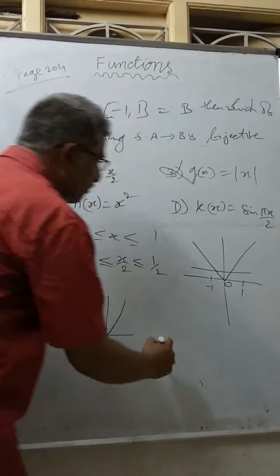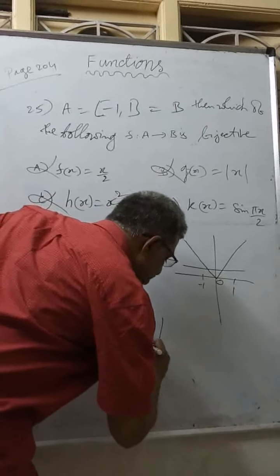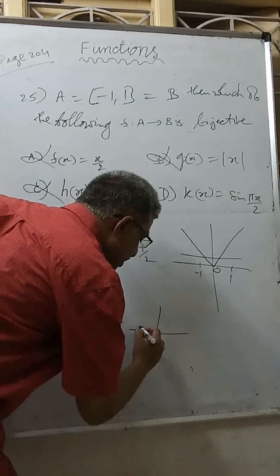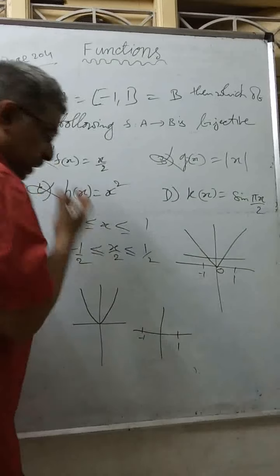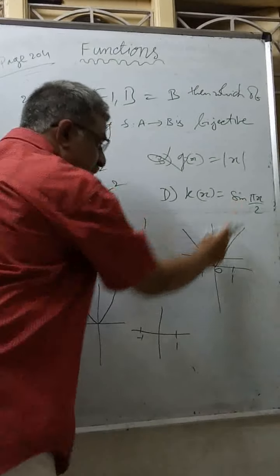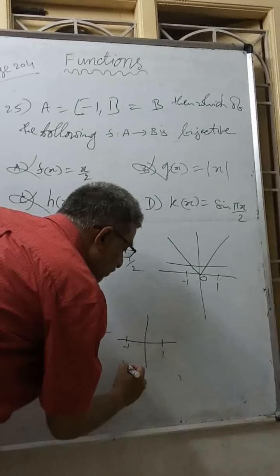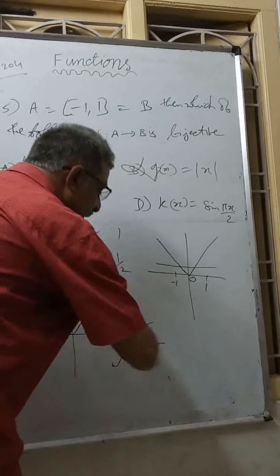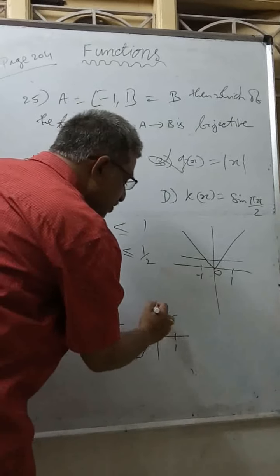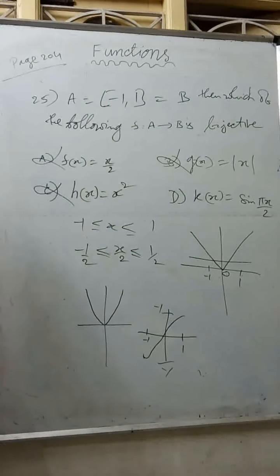If you draw the graph also, for x between minus 1 to plus 1, if I substitute x equal to minus 1, this becomes sin of minus pi by 2, which is minus 1. The graph is like this. So anywhere if you draw a line, within the limits minus 1 to plus 1, it cuts at only 1 point. That means it is 100% 1-1.